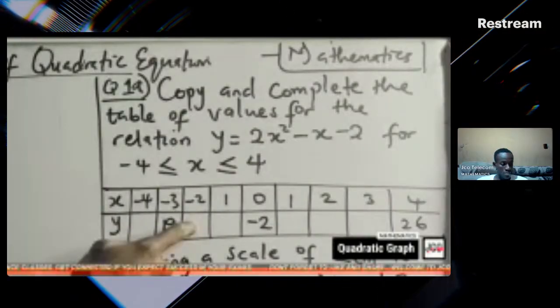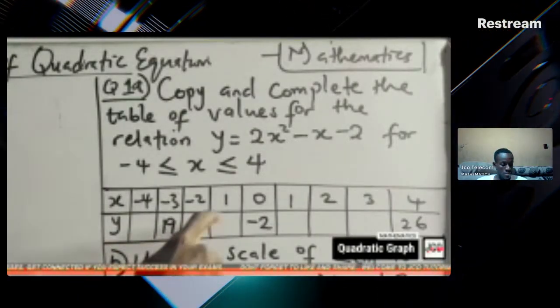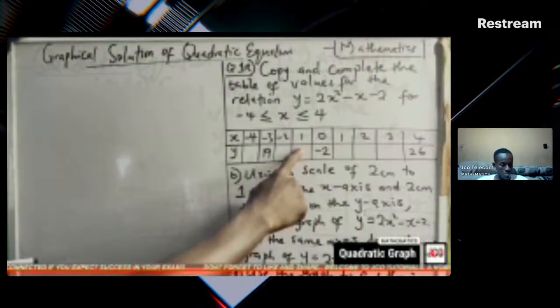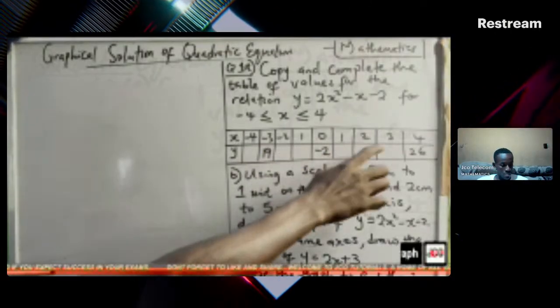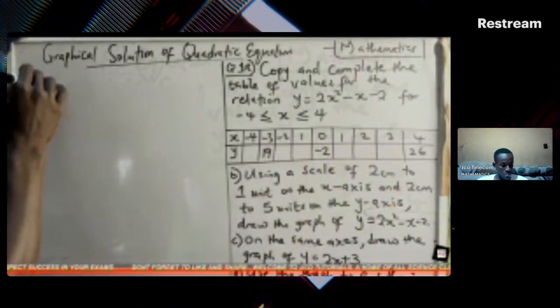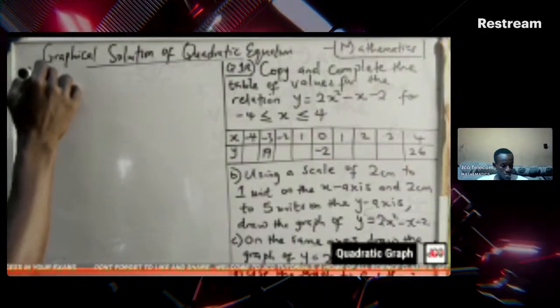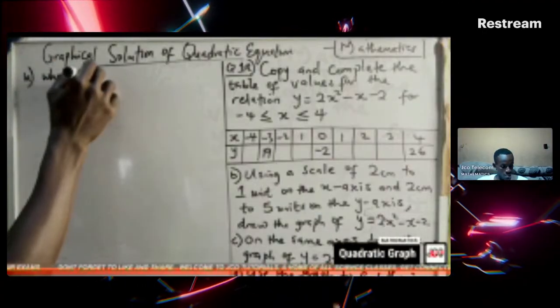When x is -2, we don't have the value of y. When x is 1, we don't have the value. So we need to complete these sections. So how do we solve? You start by saying this is question 1a.